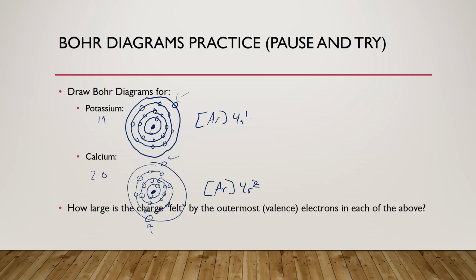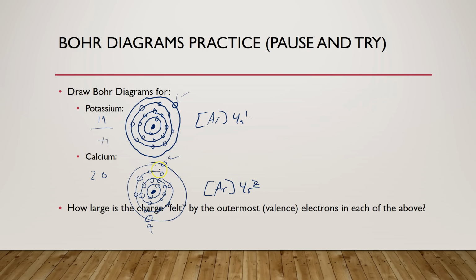All right. So how large is the charge felt by the outermost valence electrons in each of the above? Hopefully at this point, you guys recognize the pattern. If there's 1 electron in the outermost energy level, the charge felt on that is 1. If there's 2 electrons in the outermost energy level, the charge felt by those is 2. We can see that still based on shielding, but that's just a quicker way to look at it. But again, potassium has a charge of plus 19 at that nucleus, right? We got 2 plus 8 minus 10 plus minus 8 more. That's minus 18, so 19 minus 18 is plus 1. There's that 1 charge that makes it all the way out, okay?